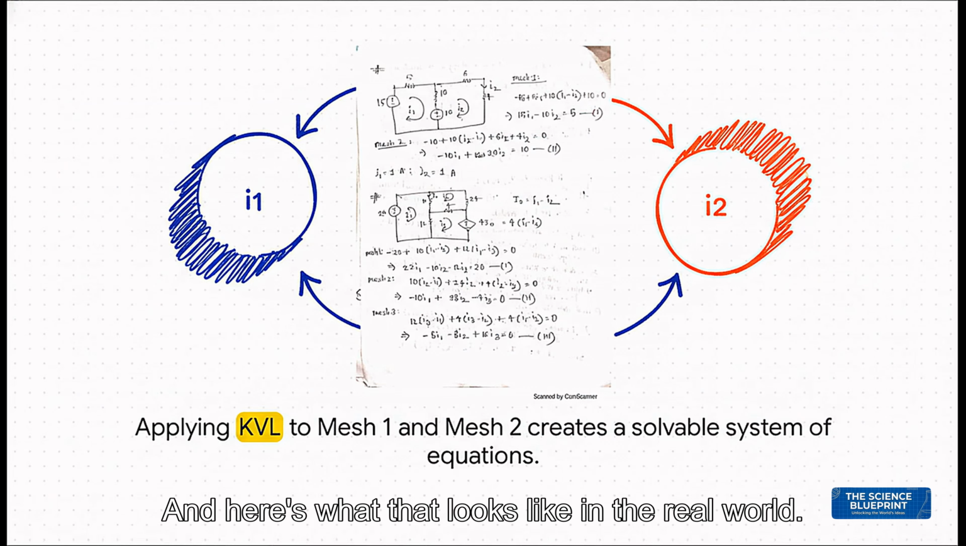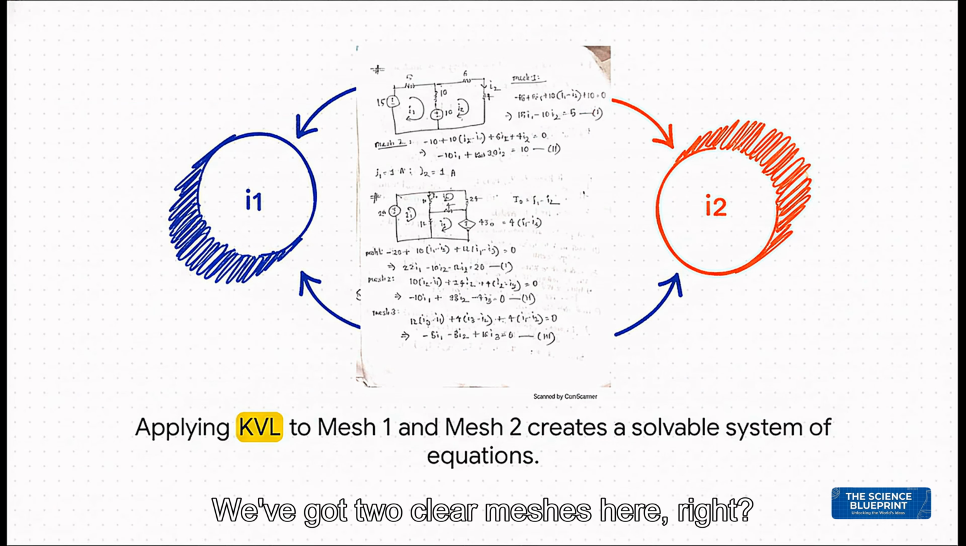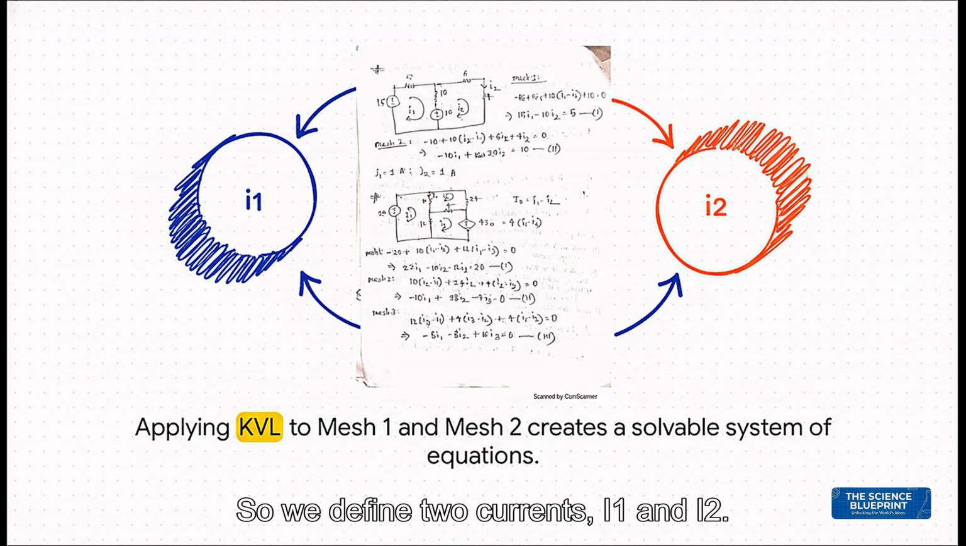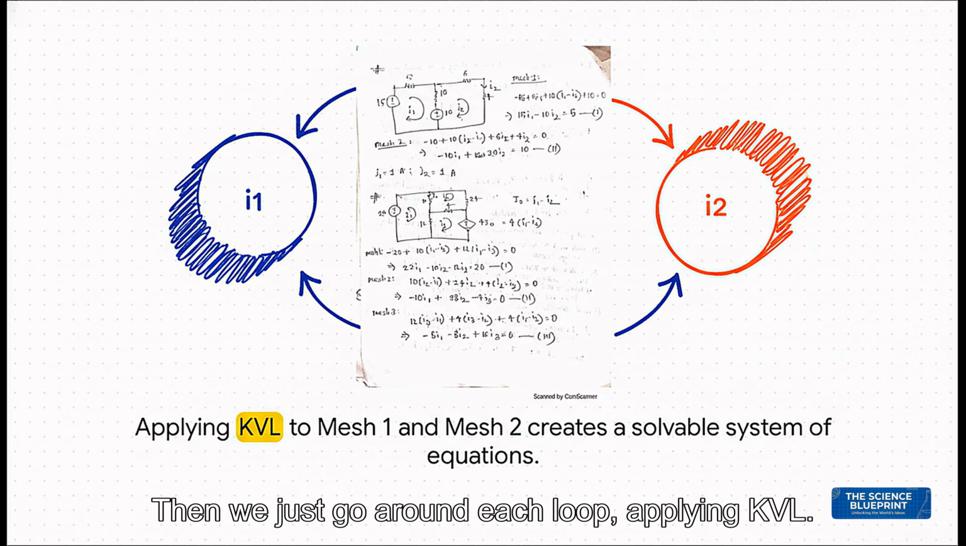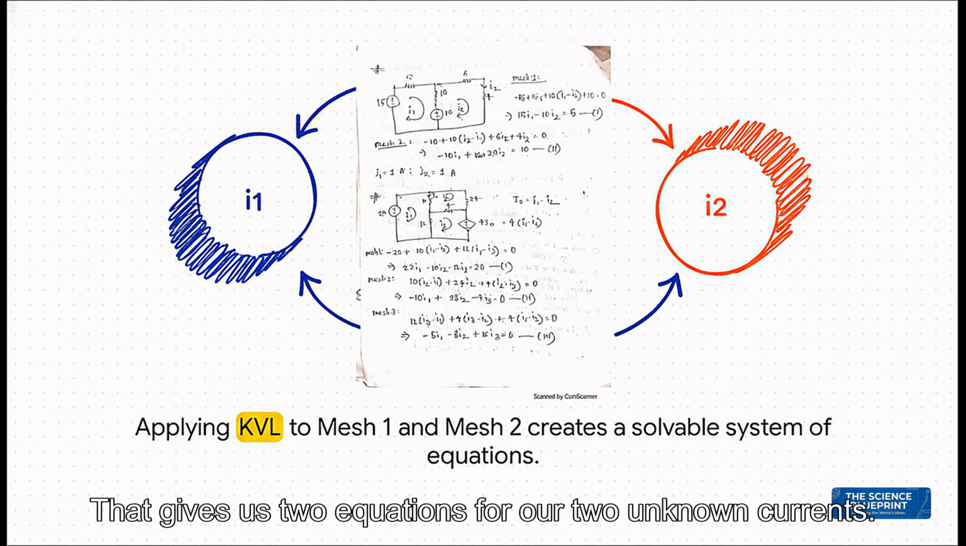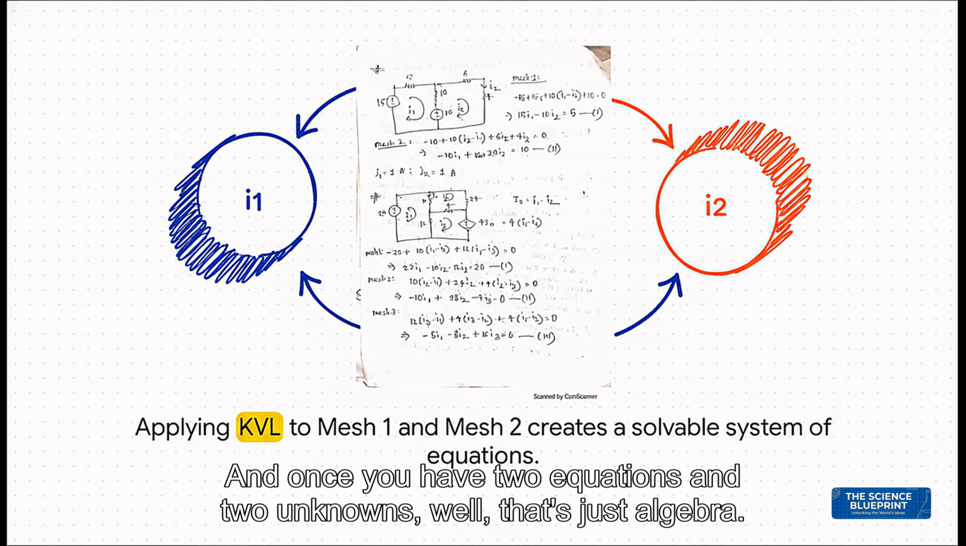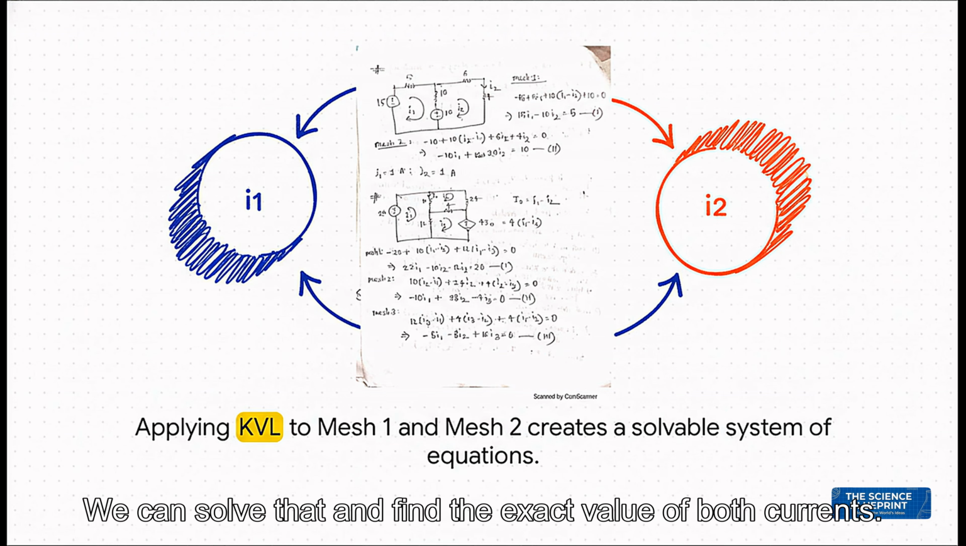And here's what that looks like in the real world. We've got 2 clear meshes here, right? So we define 2 currents, I1 and I2. Then we just go around each loop applying KVL. That gives us 2 equations for our 2 unknown currents. And once you have 2 equations and 2 unknowns, well, that's just algebra. We can solve that and find the exact value of both currents.